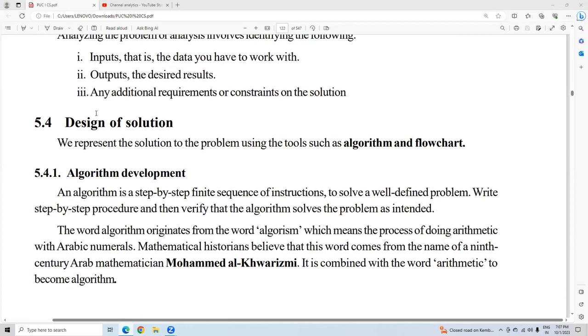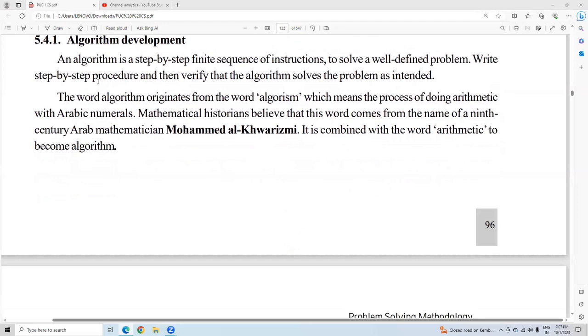Now, design of solution. We represent the solution to the problem using tools such as algorithm and flowchart. So the design of solution will be with algorithm and flowchart. Right. So we are going to see all of them one by one in detail.